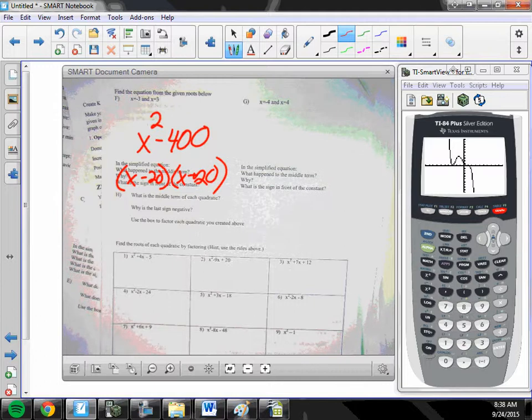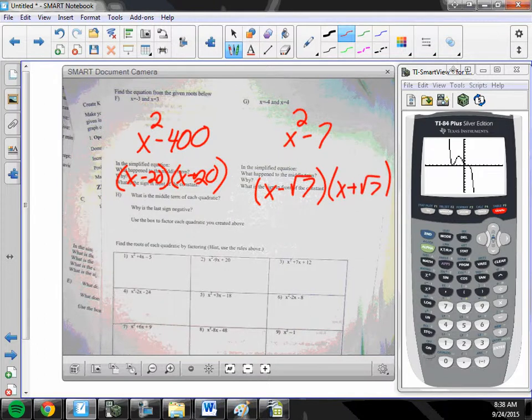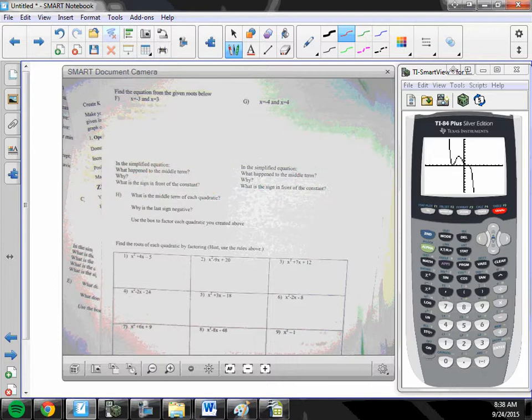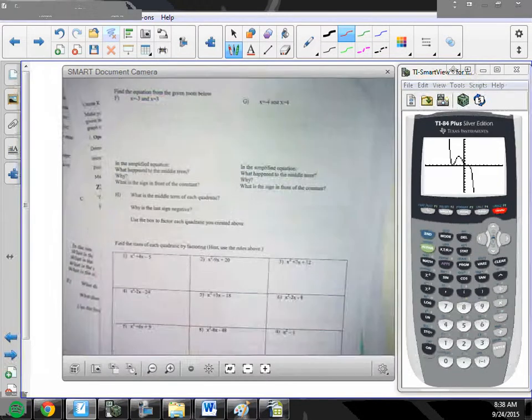Does that make sense? Okay, what if I had x squared minus 7? Is that going to factor? Is 7 a perfect square? No, you could say x minus the square root of 7 and x plus the square root of 7. Yeah. So it kind of factors, but not in any sort of nice fashion.